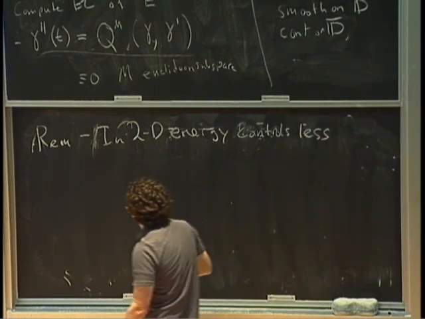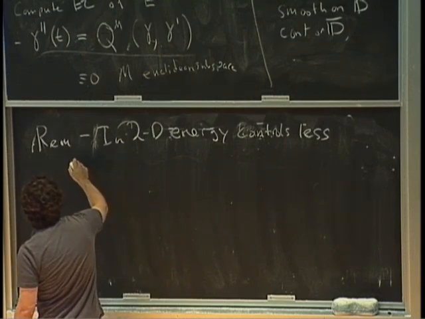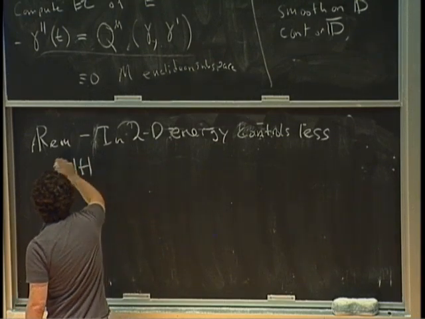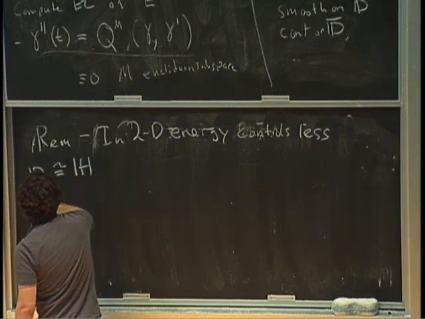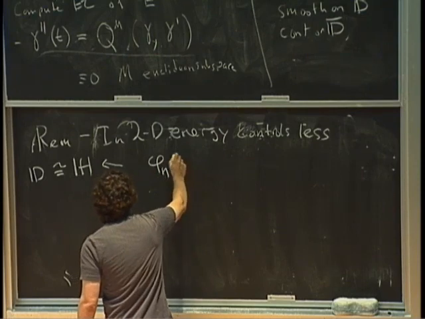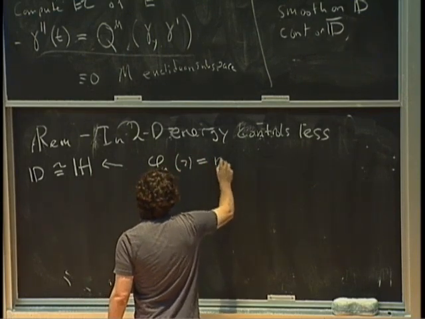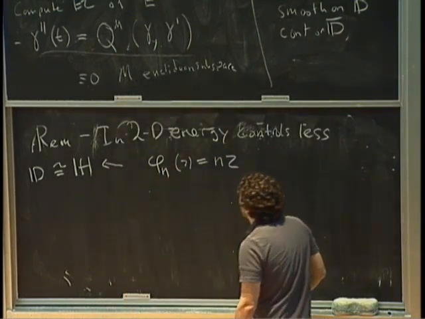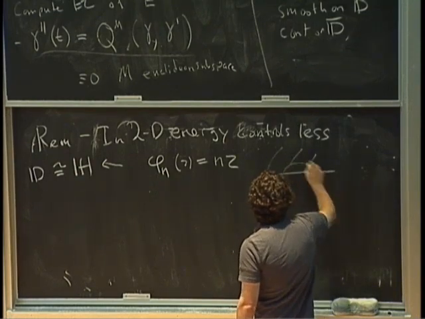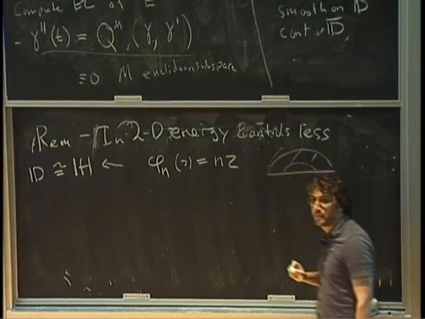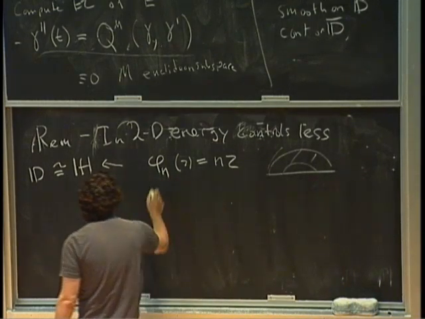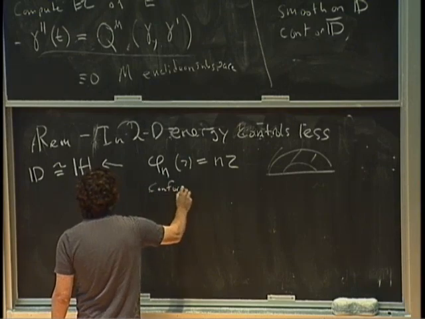The easiest way to see this is to think of the upper half space model of the disk. So this is conformally the same as the disk. Here we have the following sequence of maps: phi_n of z, which is equal to nz. This just takes the half space and scales it. The point about these is that they are conformal.